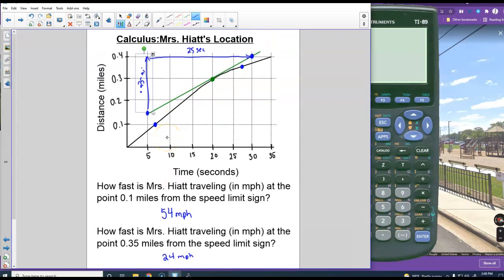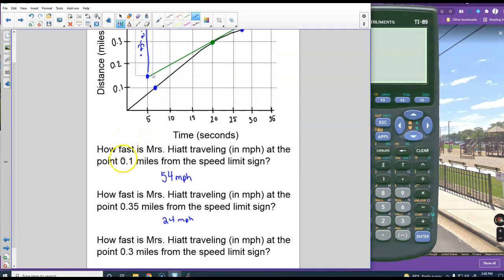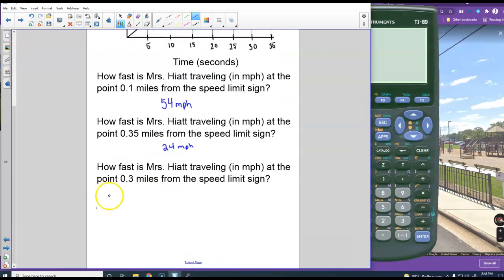So I can do like I did on those other problems. And I've got 0.25 miles divided by 25 seconds. But I've got to change it to miles per hour.